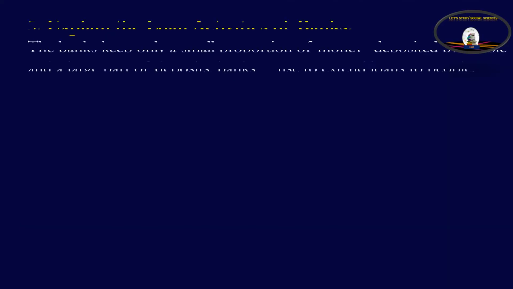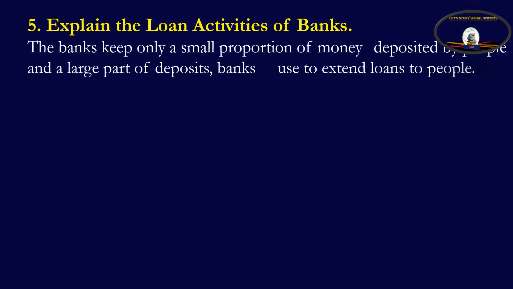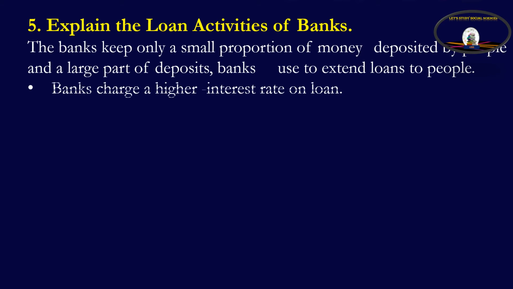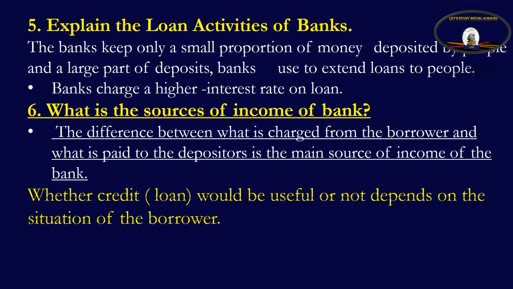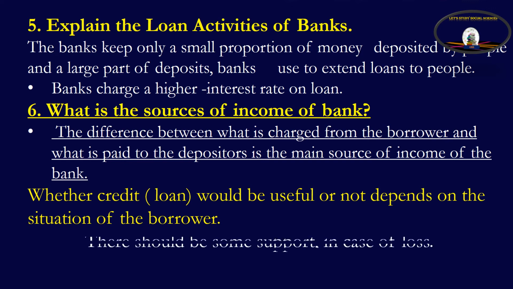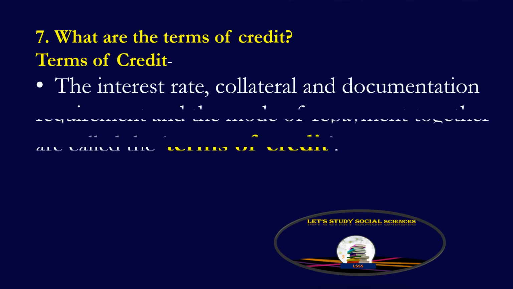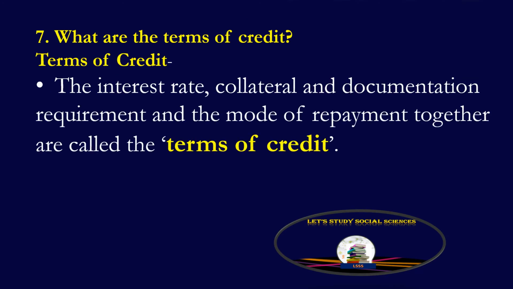In short, the banks keep only a small proportion of money deposited by people, and a large part of deposits banks use to extend loans to people. Banks charge high interest rate on loans. The difference between what is charged from the borrowers and what is paid to the depositors is the main source of income of the bank. And whether credit or loan would be useful or not depends on the situation of the borrower. There should be some support in case of loss. The interest rate, collateral, the documentation requirement, and the mode of repayment together are called the terms of credit.